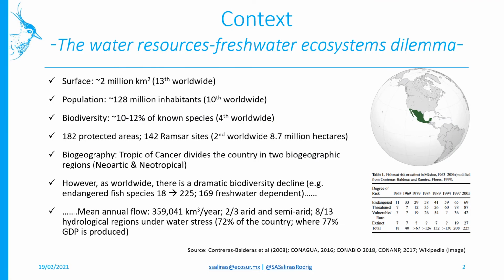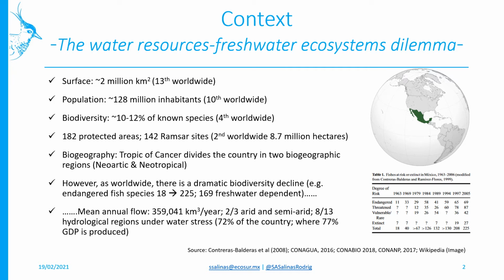Well, a little of context. Mexico is the 13th country in the world in terms of surface, nearly 2 million square kilometers. It has around 130 million inhabitants, between 10 to 12% of known species in the world, 180 protected areas, and 140 wetlands of international importance. Its biological richness is greatly explained by its location in the Americas. It is right in two biogeographical regions, therefore is privileged by its diversity in climates and ecosystems, which puts it on the migratory route of hundreds of species.